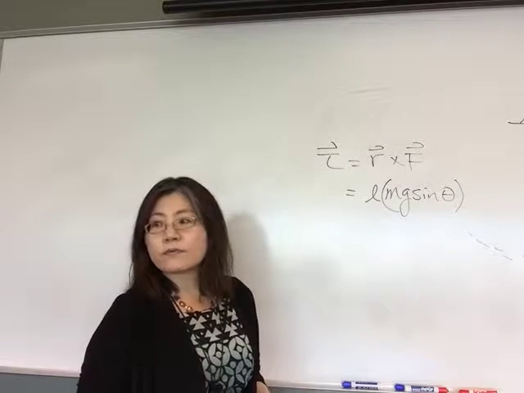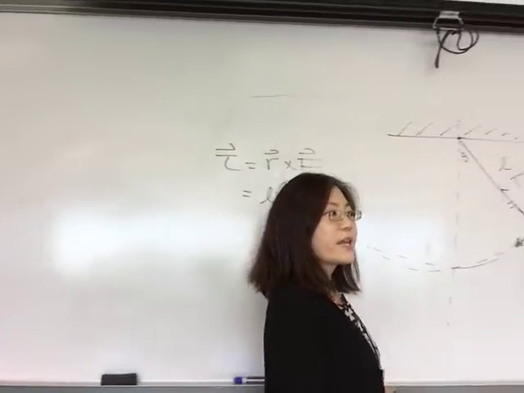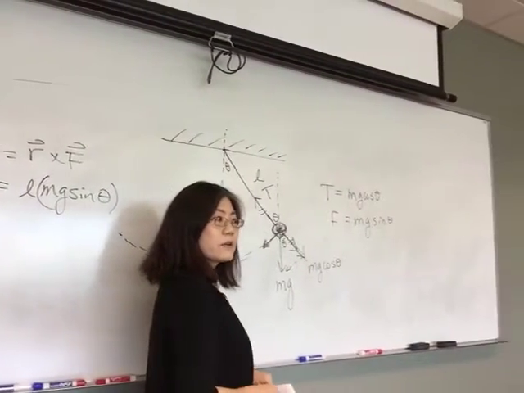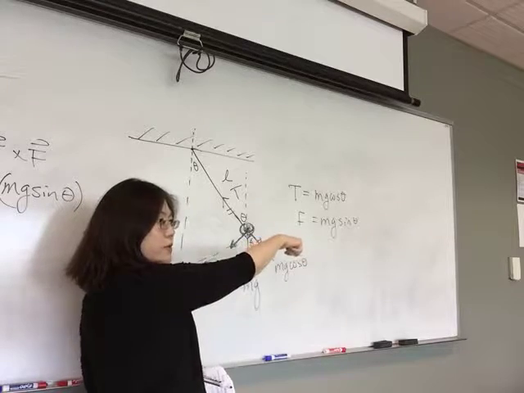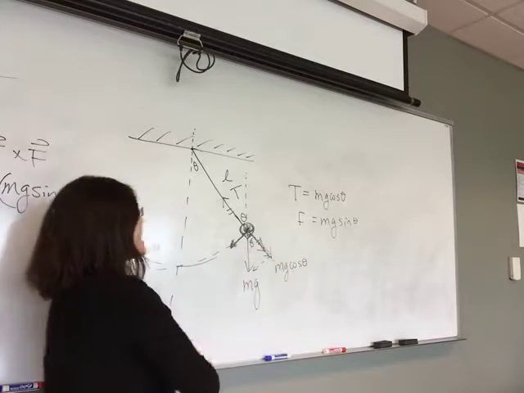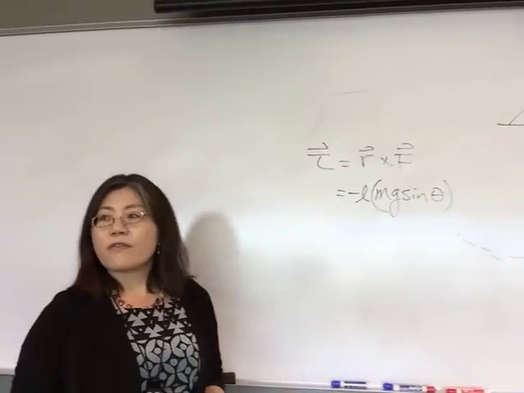What about its direction? Is it positive or negative? You have R cross F, so how do you do R cross F? It is negative, so your torque is negative L mg sine theta.